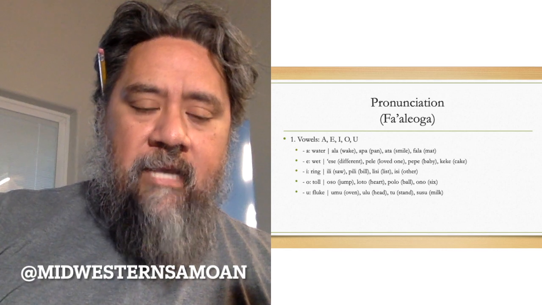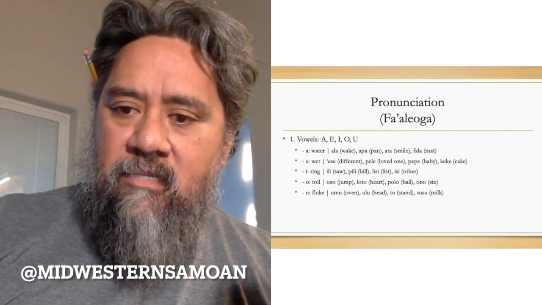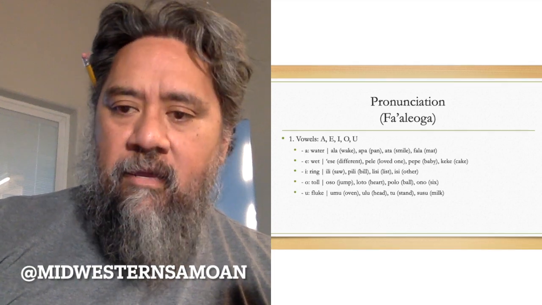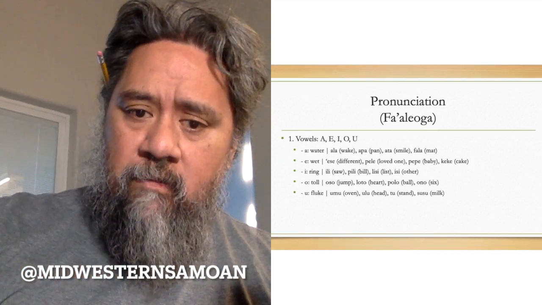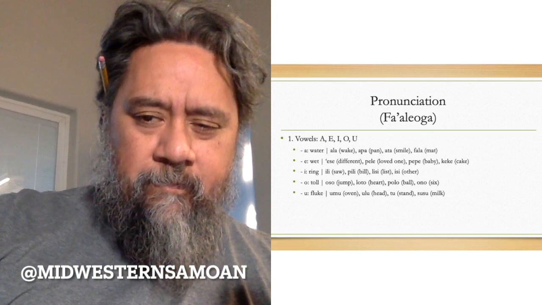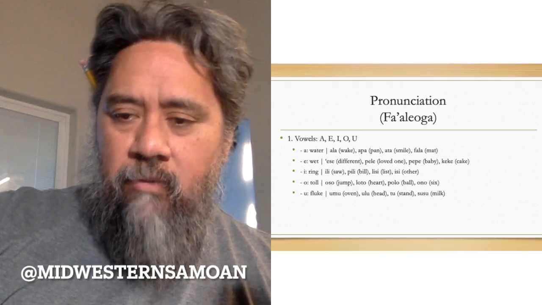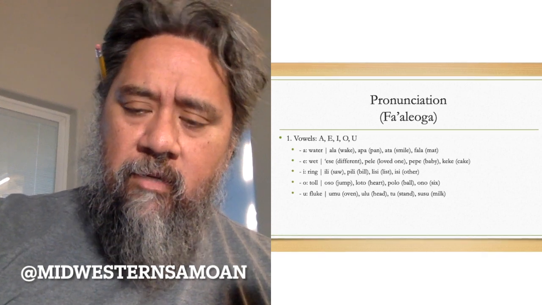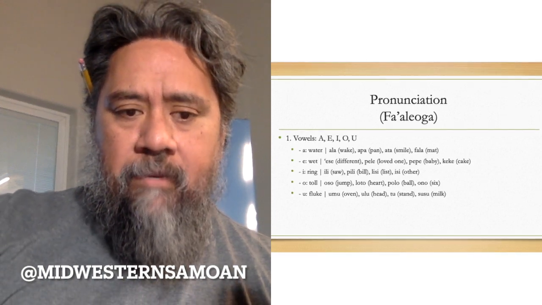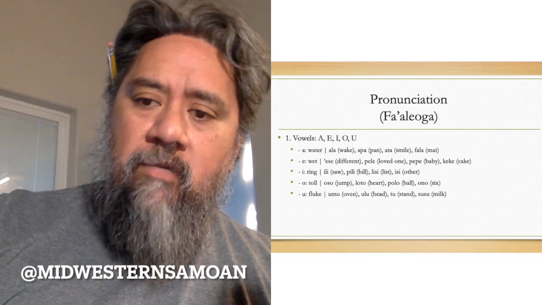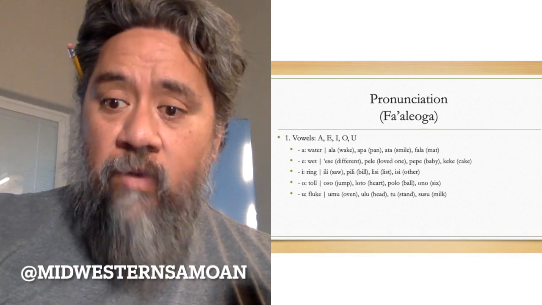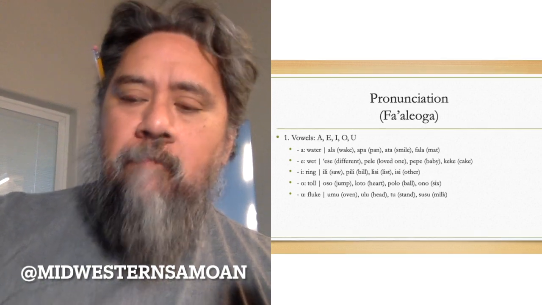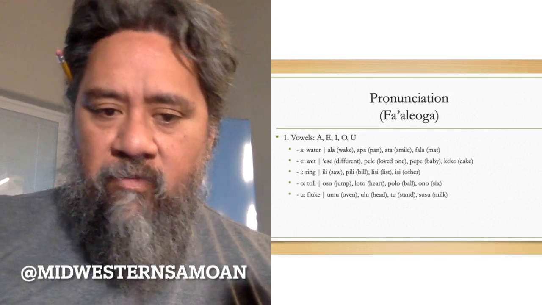And then down the line, you have e for wet, and then you have words like ese, pele, pepe, keke. Oh, I guess we're going to go over the pronunciation of those consonants, the P and the K, a little bit later. But then you have the I, which is like in the word ring. You have ili, bili, lisi, isi. So again, more practice words for each of the vowels.